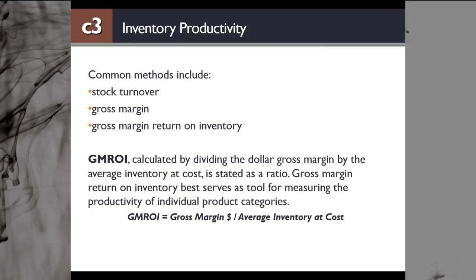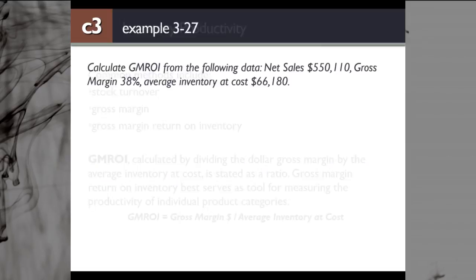If you invest a $1 amount in inventory, and you have a GMROI of 2, that means you will get $2 in gross margin. If you have a 10, that means if you invest $1 in inventory, you will get a $10 gross margin with your $1 investment. So now you got the concept, and I want you to practice the example here.